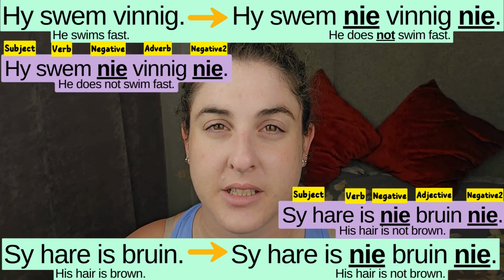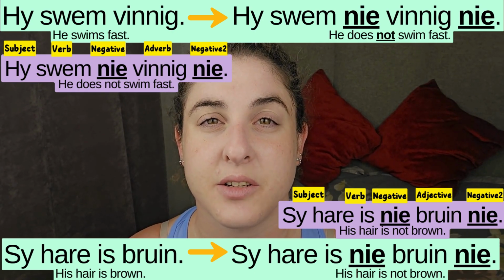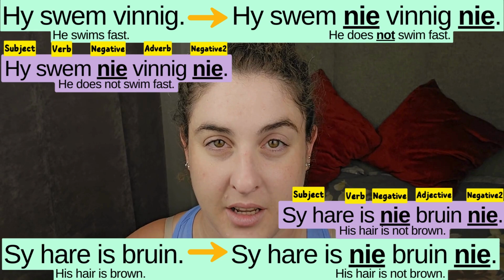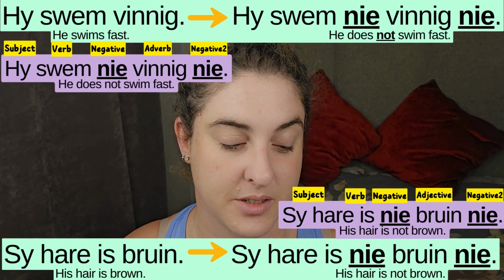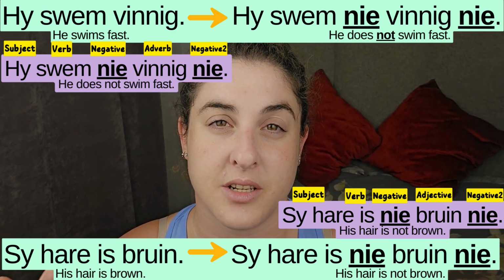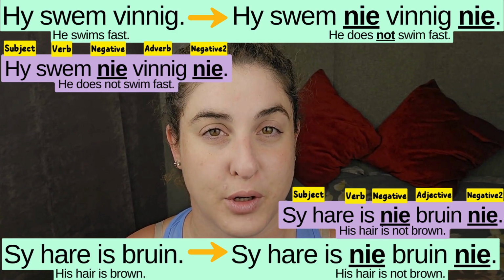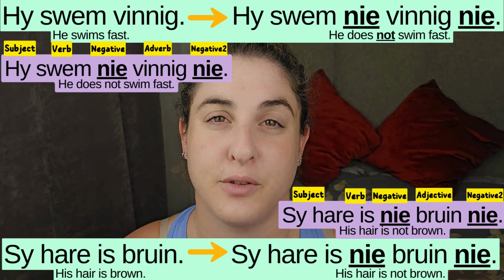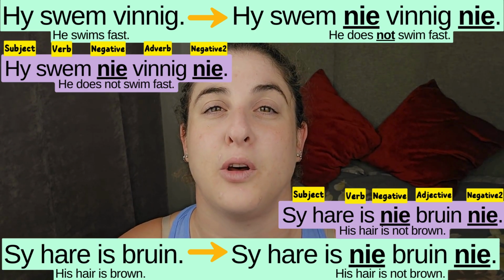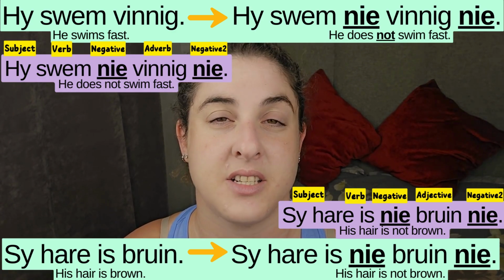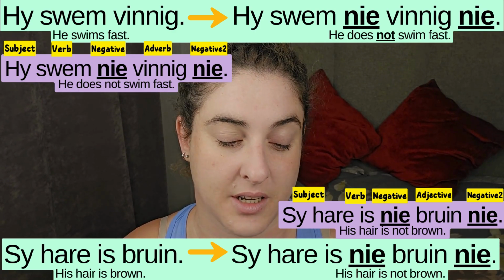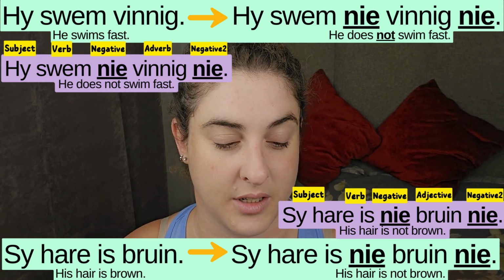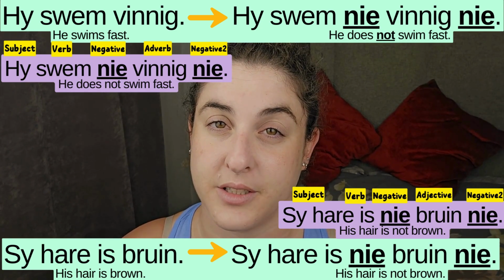Hy swem vinnig. He swims fast. And the negative of that is hy swem nie vinnig nie. He does not swim fast. So hy, which is the subject, swem, the verb, and then the negative nie, and then you have vinnig, which is the adverb, and that is followed by the last nie. There's nothing else in that sentence after vinnig, after the adverb, so then it's nie, full stop. He does not swim fast.